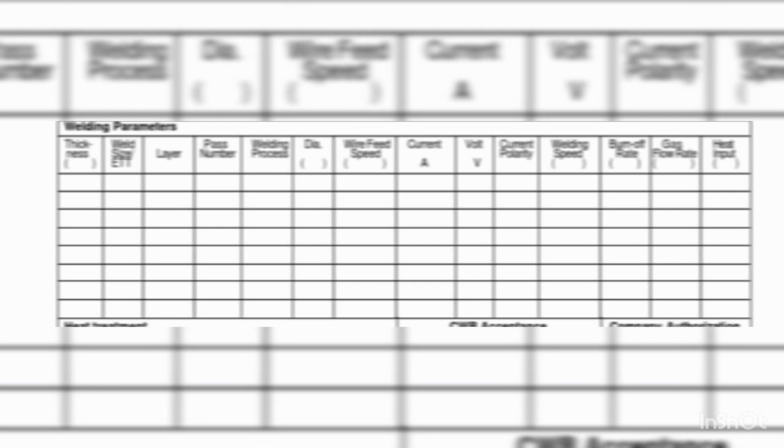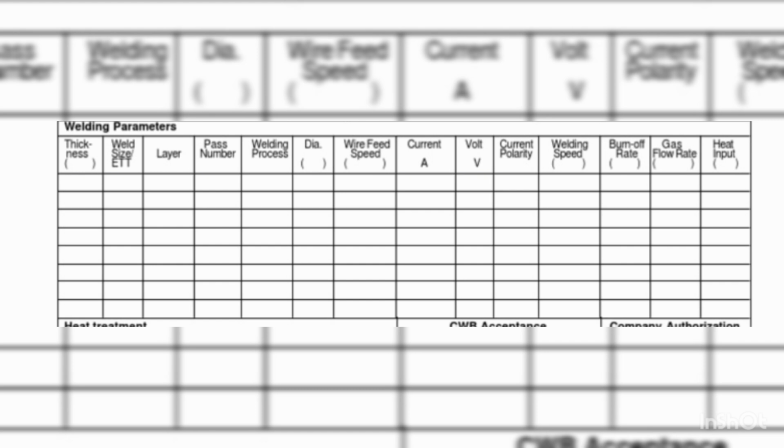Next section here shows your welding parameters. So the thickness, the weld size. So again, put a range from minimum to maximum. The layer and the pass number, the welding process. Again, you could have several different processes going on.